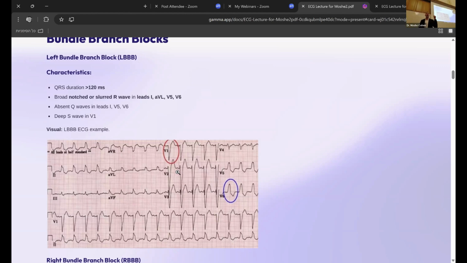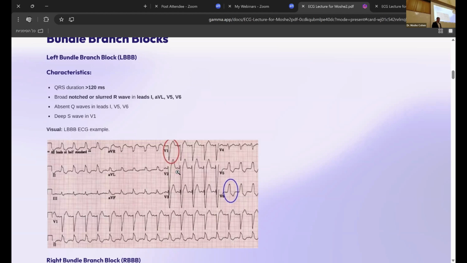And remember what I tell you now, a newly diagnosed LBBB plus pulmonary edema. You know what is pulmonary edema? Where you have fluids in the lungs. Fluids in the lungs. A newly diagnosed LBBB plus pulmonary edema equals ST elevation MI. Remember that. This is very important.